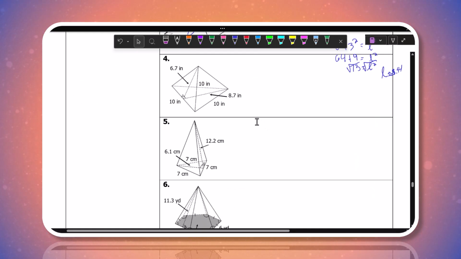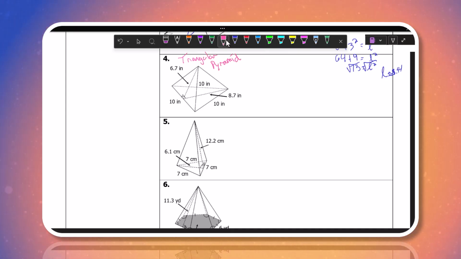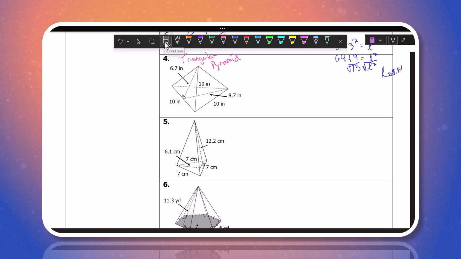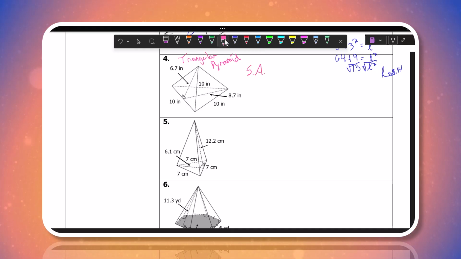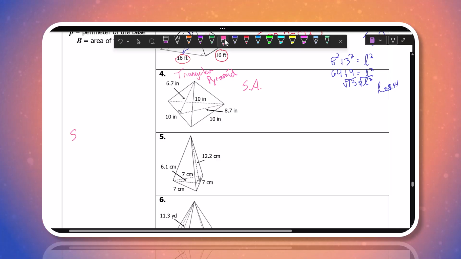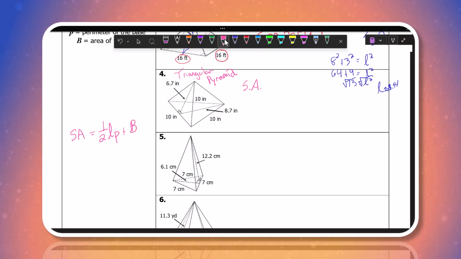Now we have some different type pyramids. We have a triangular pyramid. So the base is this triangle, the bottom triangle. Now the faces are also triangles because it's a pyramid. So we need, again, let's just rewrite our formula. 1/2 times the slant height times the perimeter of the base plus the area of the base.